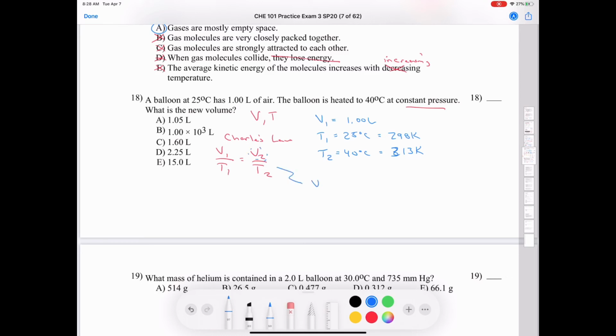So I'm going to do that down here. V2 is equal to V1 times T2 divided by T1. Then I just plug in my numbers. So I have my 1 liter multiplied by my final temperature, which is 313 Kelvin, and then I divide by my initial temperature, 298 Kelvin. My units cancel out, and I get that my final volume is going to be equal to 1.05 liters.